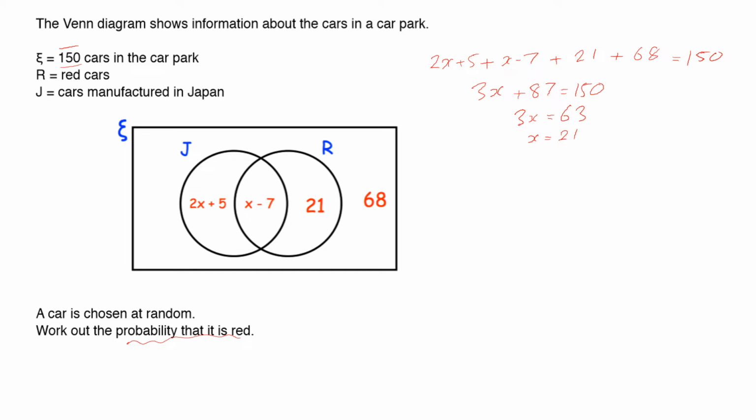So we could fill in these values. 2x plus 5, that's 42 plus 5, that's 47 cars. x minus 7, that's 21 minus 7, that's 14. And that should give us all the numbers we need. We could check they add up to 150, and they do. Right, find the probability that it is red. There are 150 cars, we say because we're choosing a car at random, and there are 14 plus 21, there are 35 red cars. So 35 out of 150.